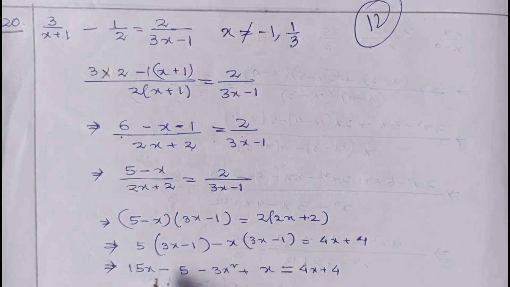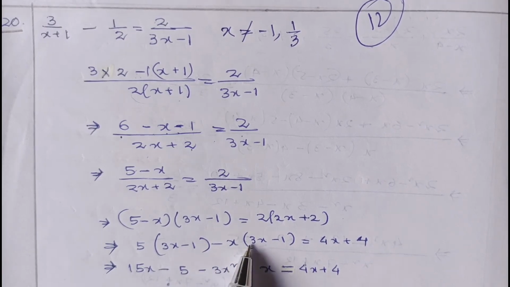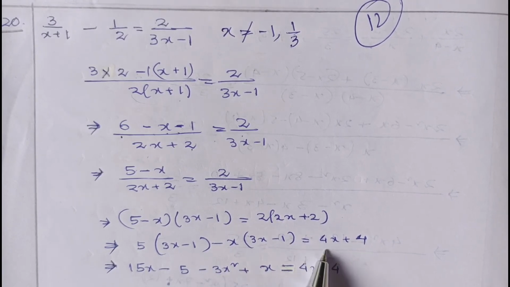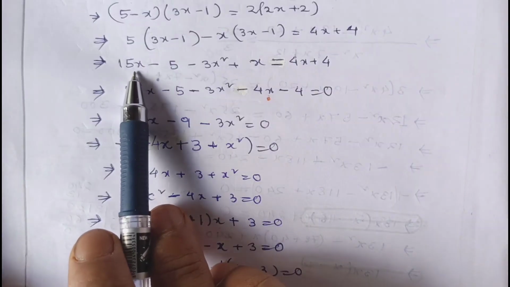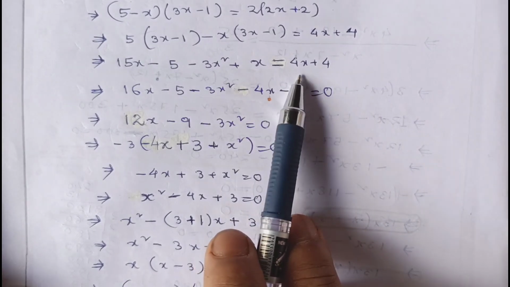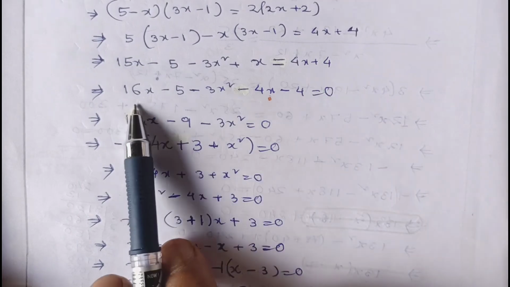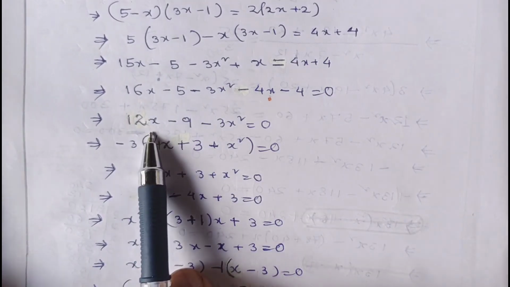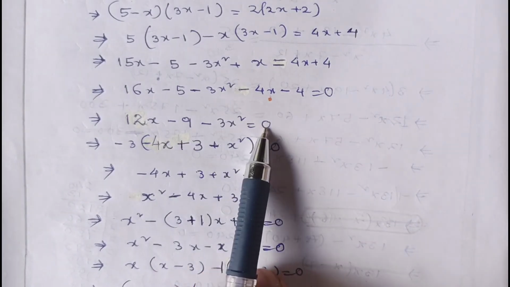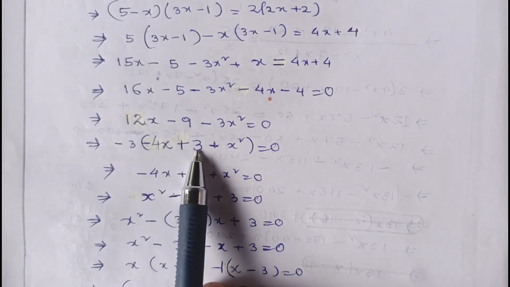So 5 into 3x, 15x minus 5, minus 3x into x, 3x square, plus x equals to 4x plus 4. So 15x plus x, it will be 16x minus 5 minus 3x square. This 4x plus 4, if I transfer to the other side, it will be minus 4x minus 4 equals to 0. 16x minus 4x, it will be 12x, minus 5 minus 4, it will be minus 9, minus 3x square equals to 0. Now from these I can take minus 3 common.